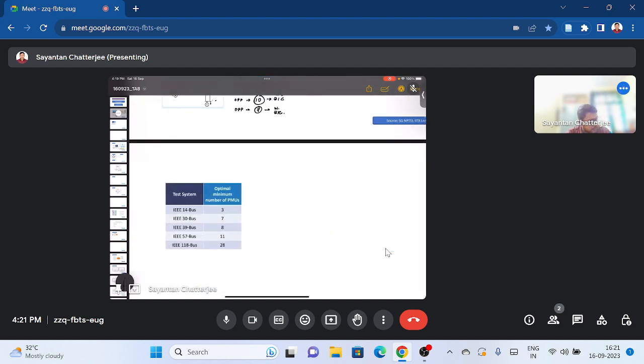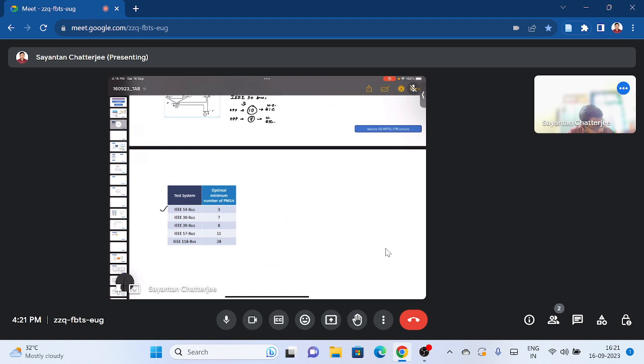Here we can observe that for the IEEE 14, 30, 39, 57 and 118 bus systems, the numbers of PMUs are 3, 7, 8, 11 and 28. This is the minimum number of PMUs that are at least required to make the entire system observable based on the measurements. After solving this objective function, we obtain the optimal PMU placement locations, and on this basis we can find out how many PMUs are needed and where they should be placed.